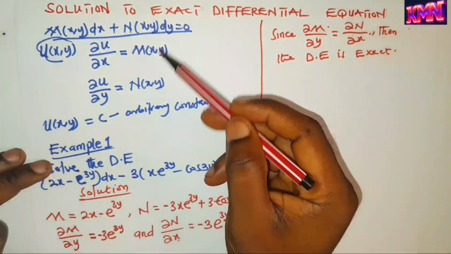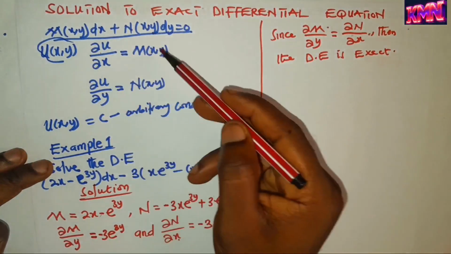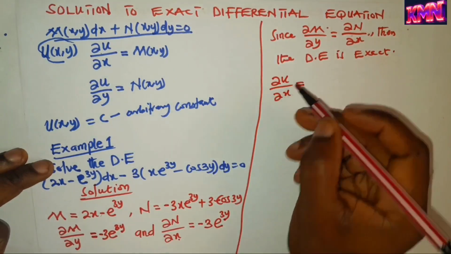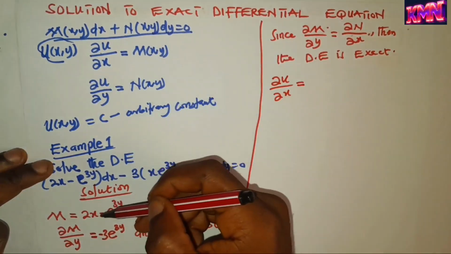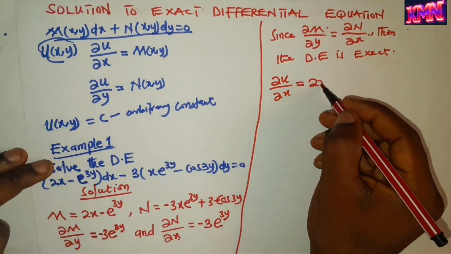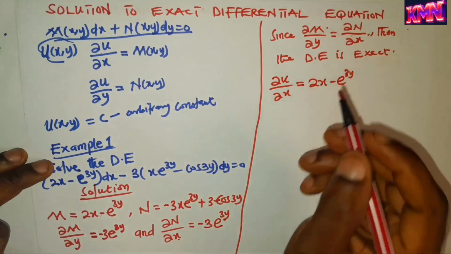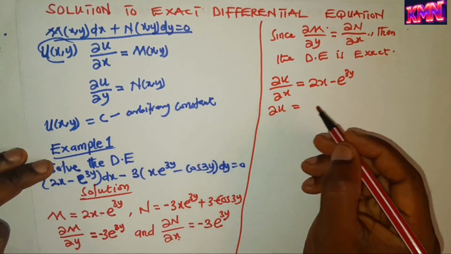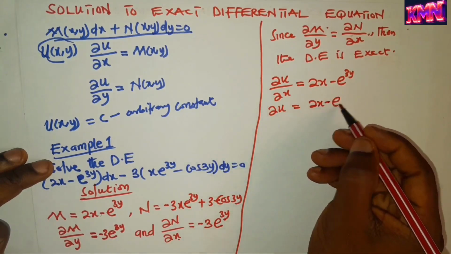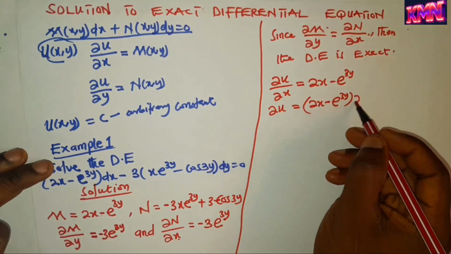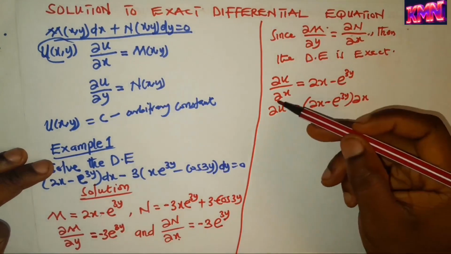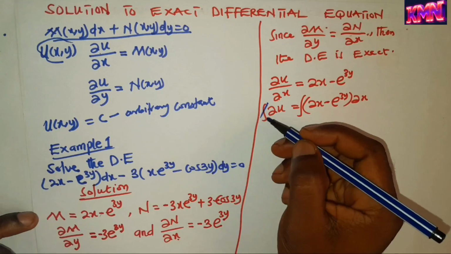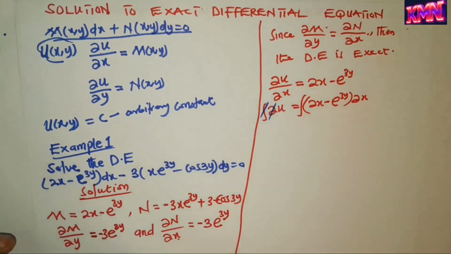You can choose either of these to work with, so let's choose the first. Del u del x is equal to M(x,y), that is 2x minus e power 3y. In order to get u, we have del u equals 2x minus e power 3y times del x. We integrate both sides, where the integral sign cancels the derivative sign.